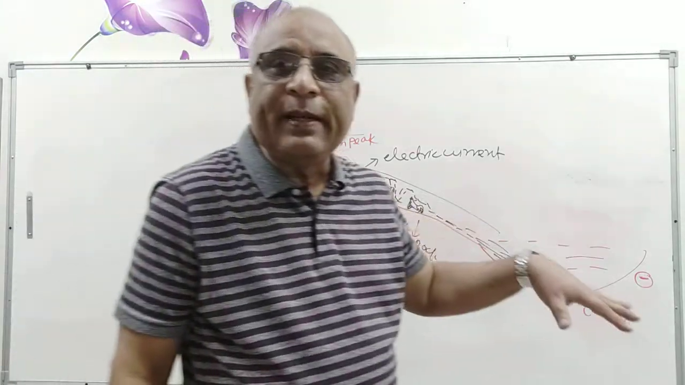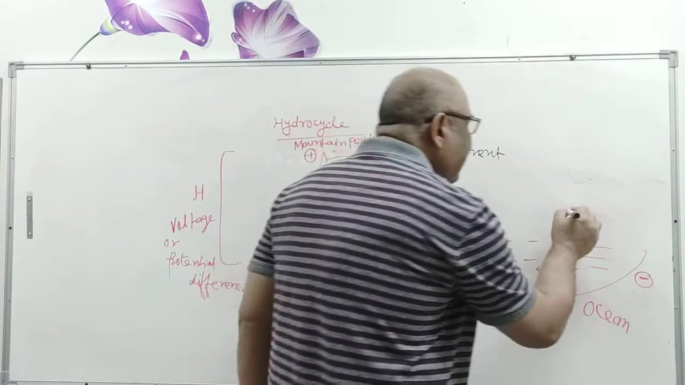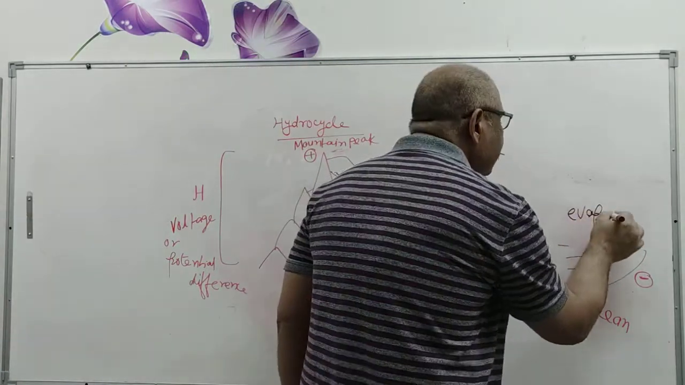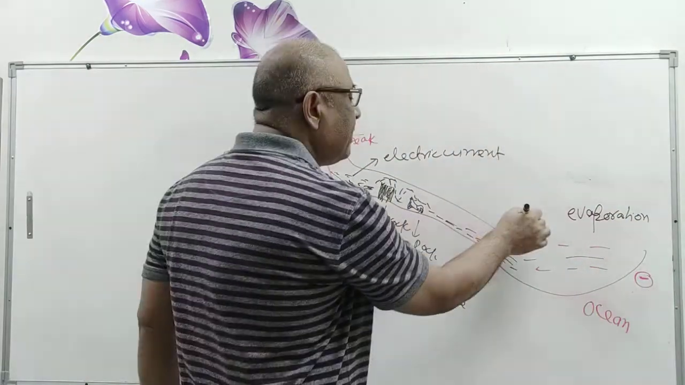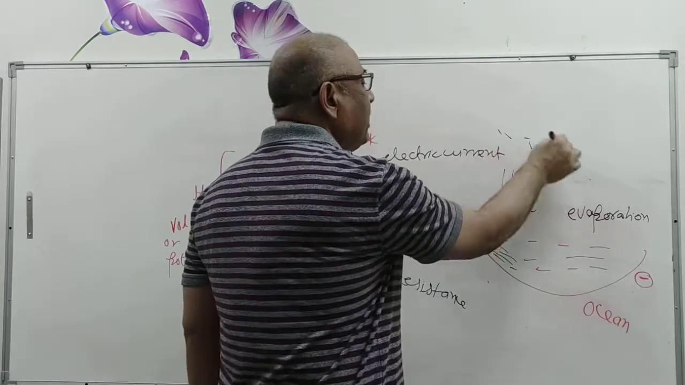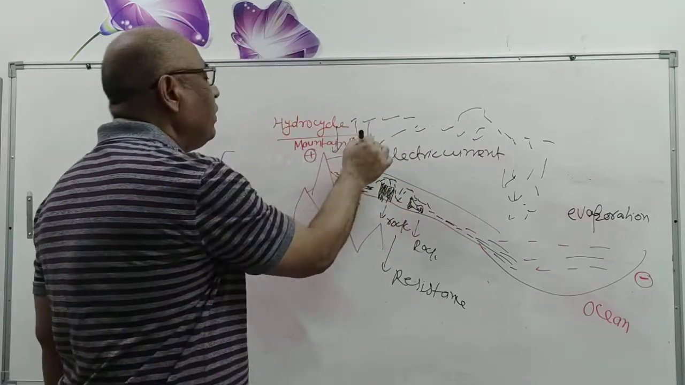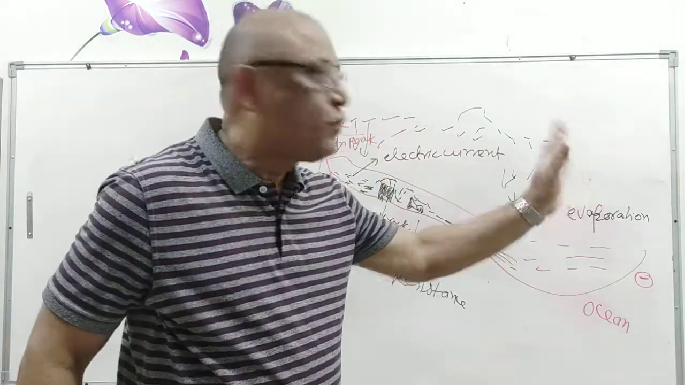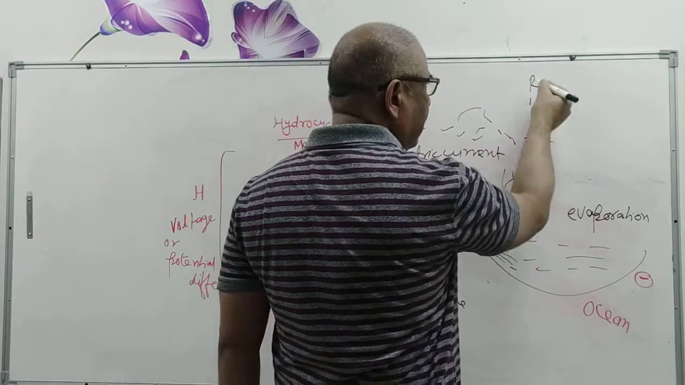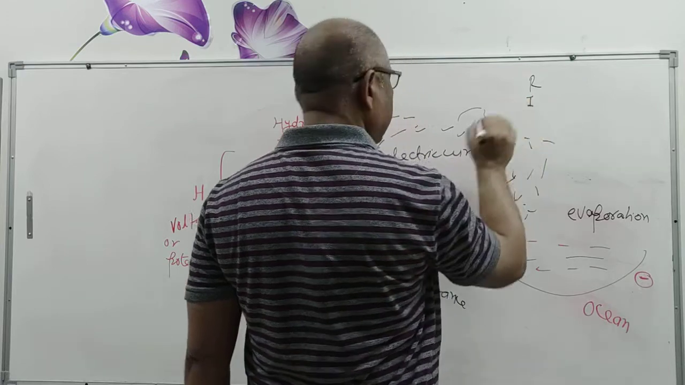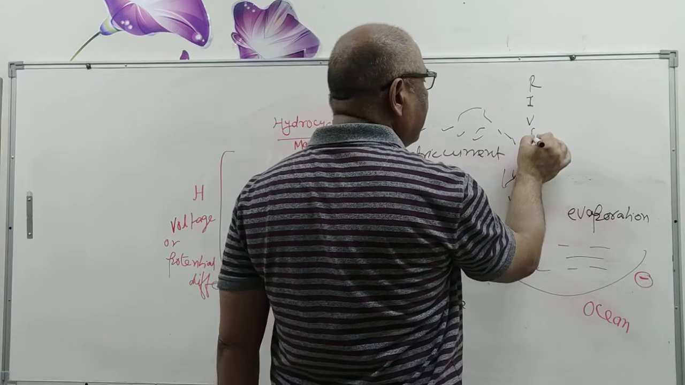Then after that what happens? What is EMF, electromotive force? It is just like evaporation. Again vapors and clouds are formed, and again that forms rain that falls down, and again there is flow of water. So we can say here resistance, electric current, potential, and the second one is EMF.